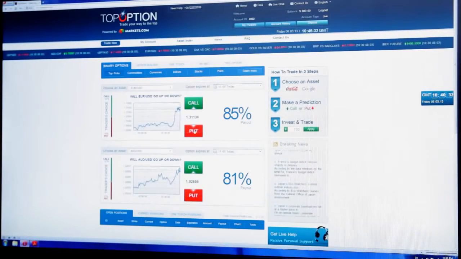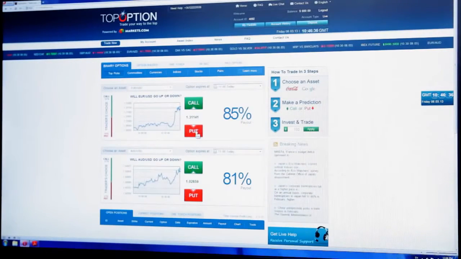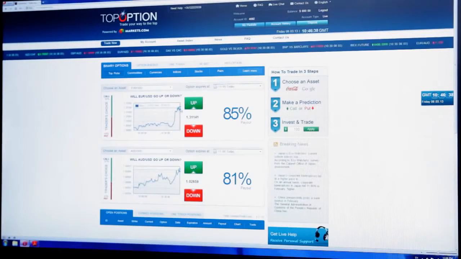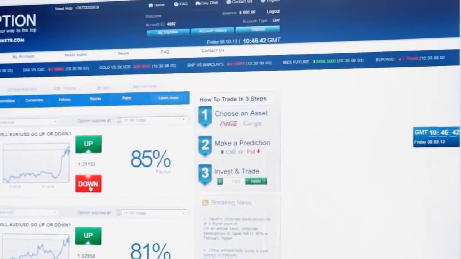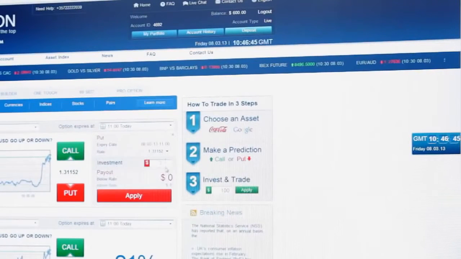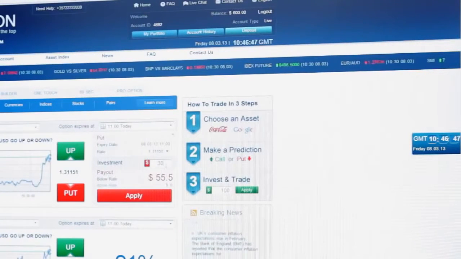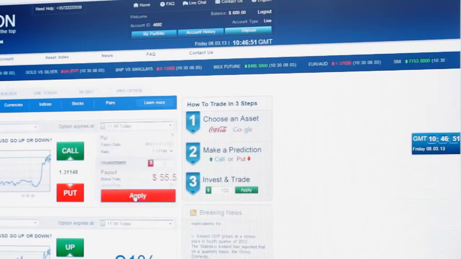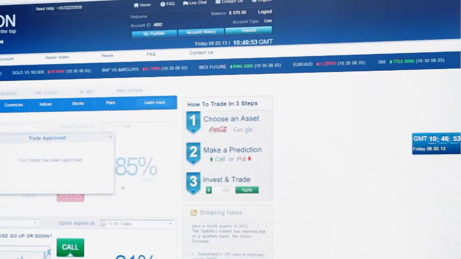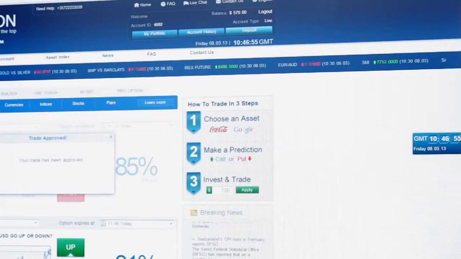I think it's going to be down, because I have two choices, up or down, right? This is binary options. I think it's going to go down from here. So I'm going to open up a trade. My first trade going down at $30. Yes, with the payout at $55.50. So let's go ahead and apply. Let's approve that. And my trade has been approved.